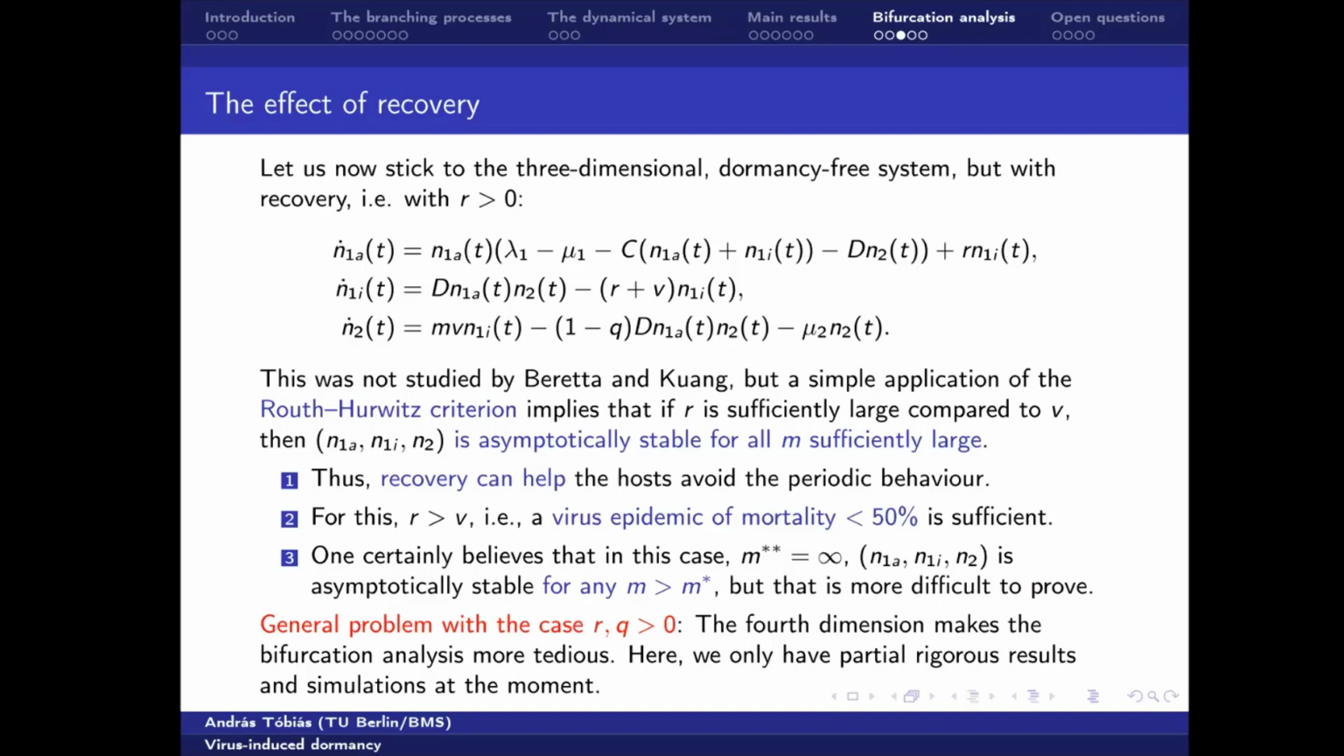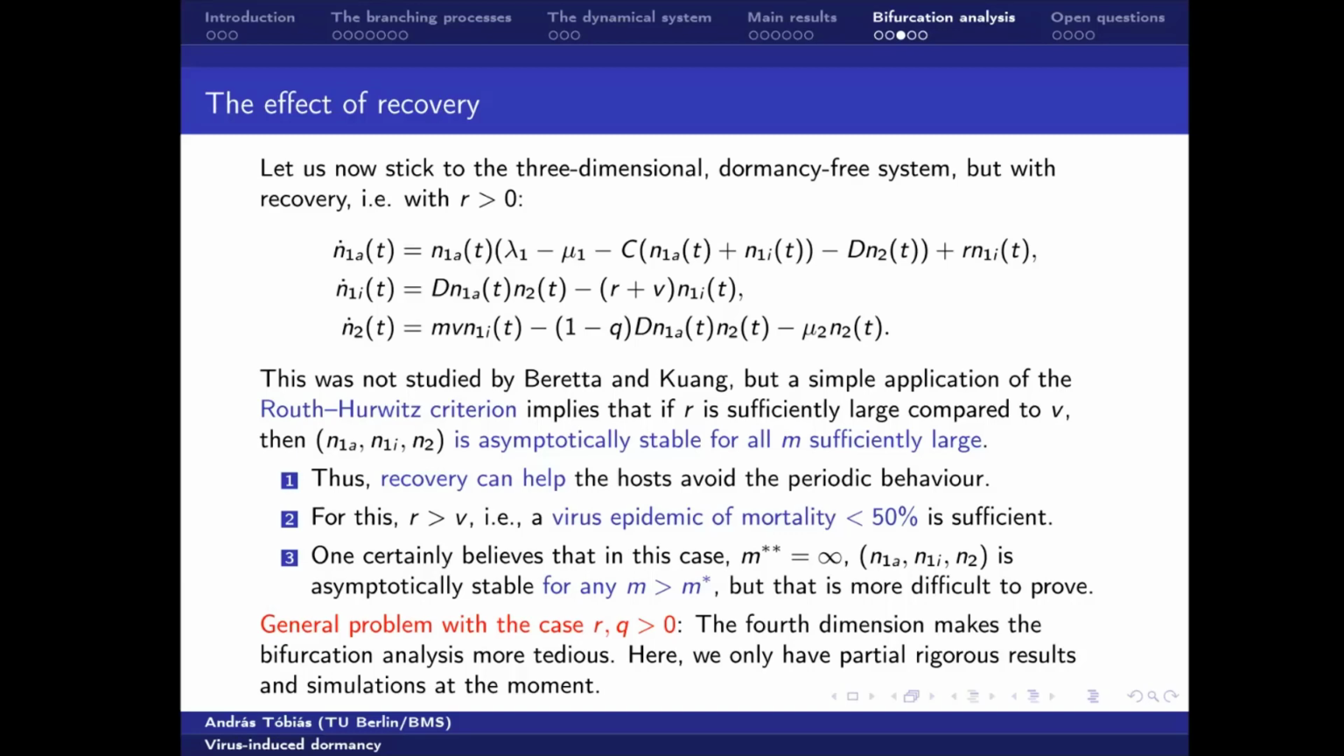And actually R greater than V is enough for this. So if the mortality is less than 50%, then for large enough M, we have, again, stability. I'm saying large enough M here because we haven't proven this for all M larger than M star, but we believe that for any M greater than M star, this should be true. So this means that there should be no Hopf bifurcation at all.